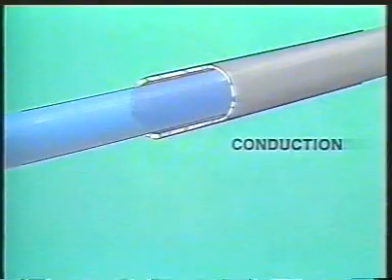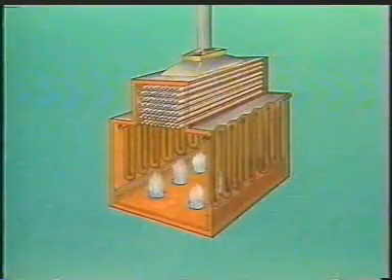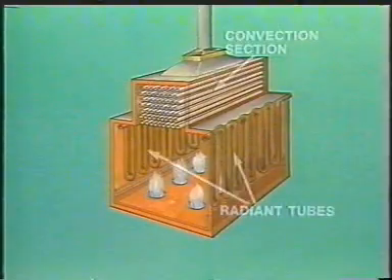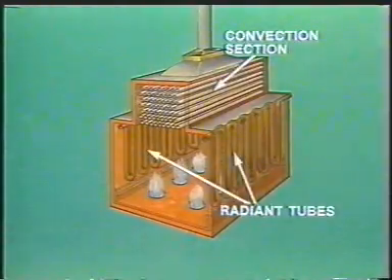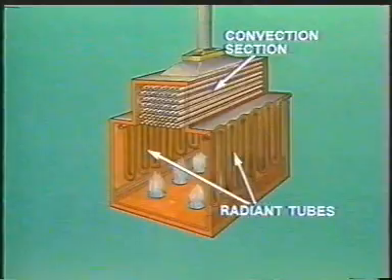The third method of heat transfer is conduction. Conduction is the way that heat is transferred through solids such as metal or glass. This is how heat is transferred through the metal tubes in the furnace to the process flow inside. When heat reaches the process flow inside the tube, a convection current is set up that transfers the heat throughout the liquid in the tube. So there are three different ways that heat is transferred in any furnace: radiation, convection, and conduction.